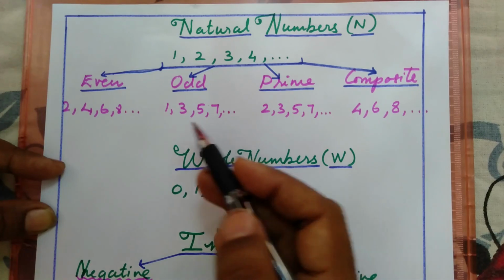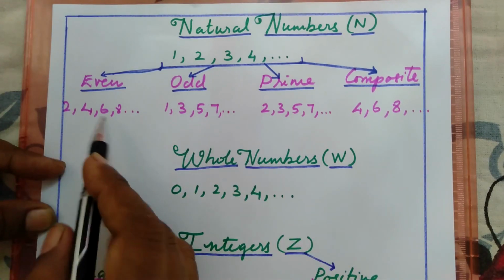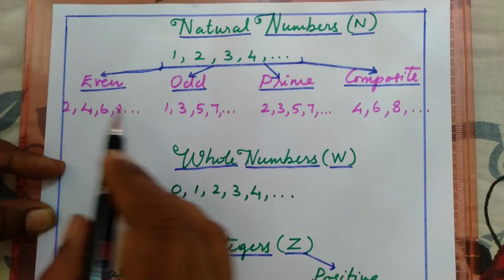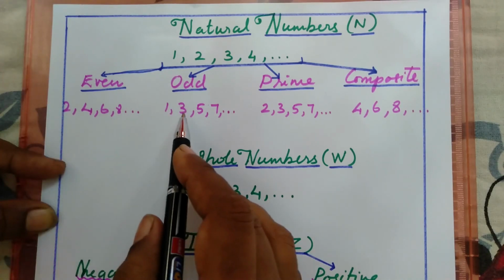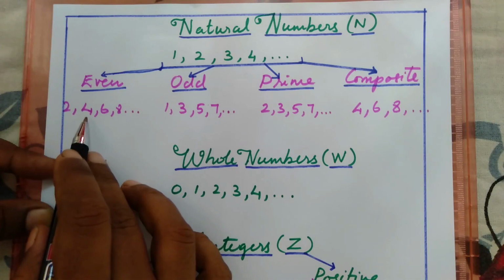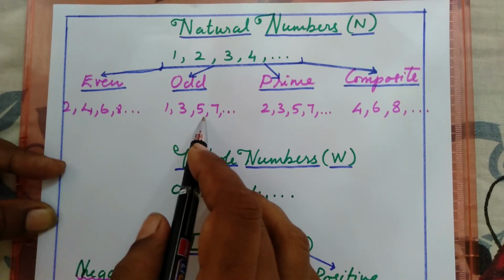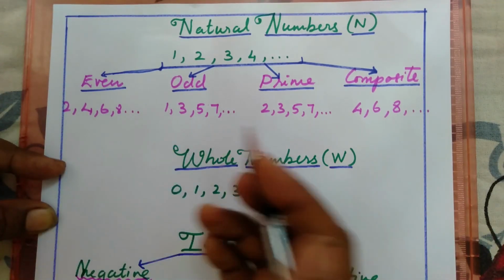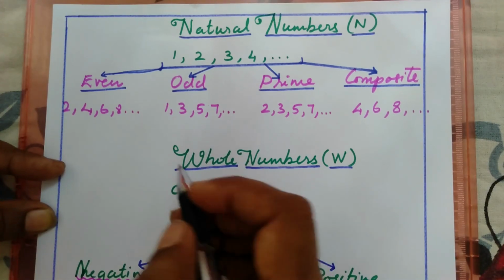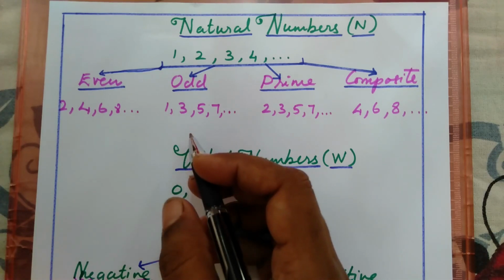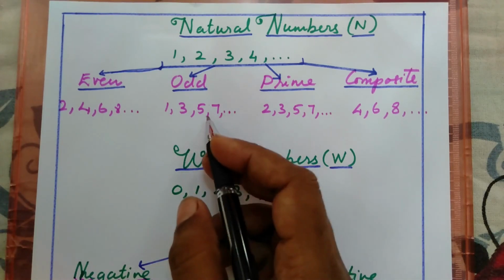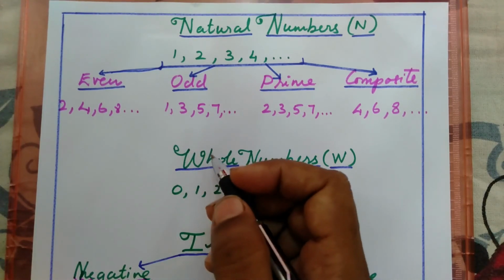Now odd numbers are those numbers which succeed the even numbers. So you have 1 here, then 2 is an even number, and 3 is an odd number, then 4 is an even number, then 5 is an odd number. So the alternate numbers are even and odd numbers. Odd numbers are those numbers which cannot be divided by 2. It also goes till infinity.